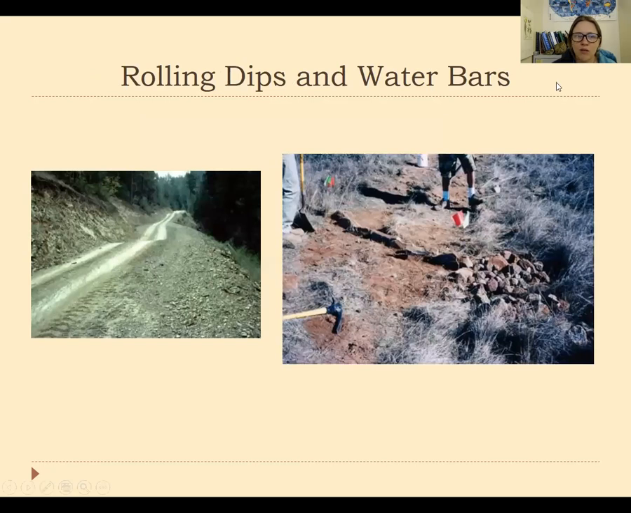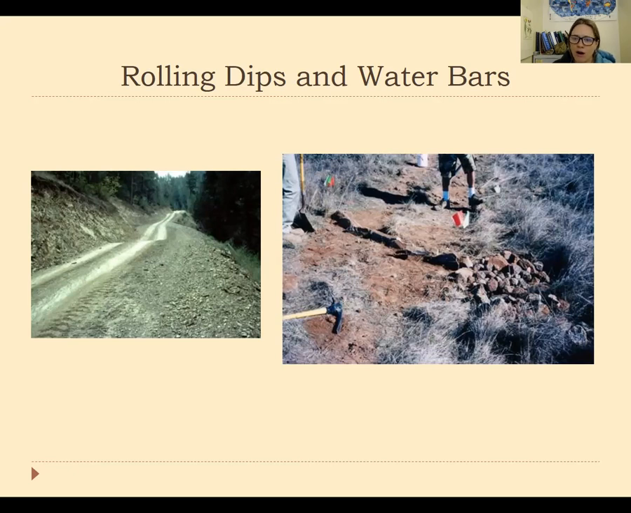Other approaches can be rolling dips and water bars. So if you've driven along roads, or this also could be applied to trails that maybe aren't necessarily meant for full vehicles, but for hiking, biking, horseback riding, etc. And anyways, first of all, rolling dips are just little dips in the road so that the water coming from either direction is hopefully going to flow downhill to this point and then drain off to the side rather than continuing to flow along the whole length of the road and be able to do quite a bit of damage.